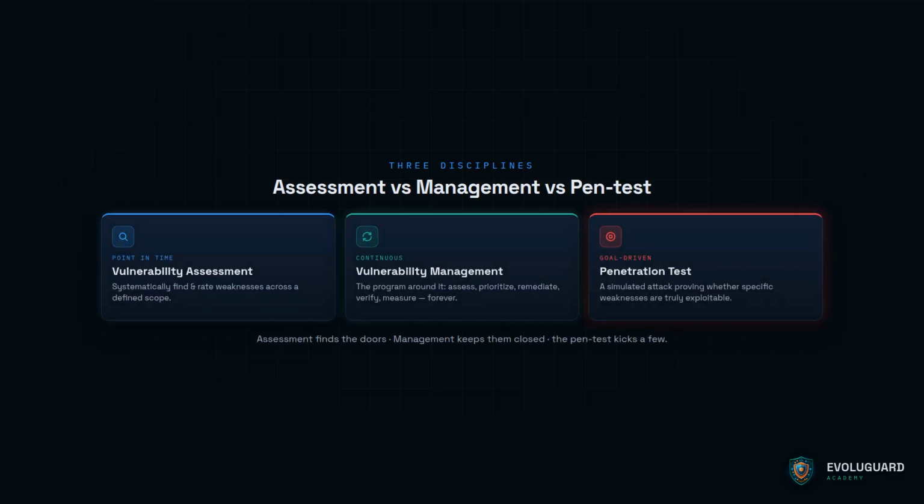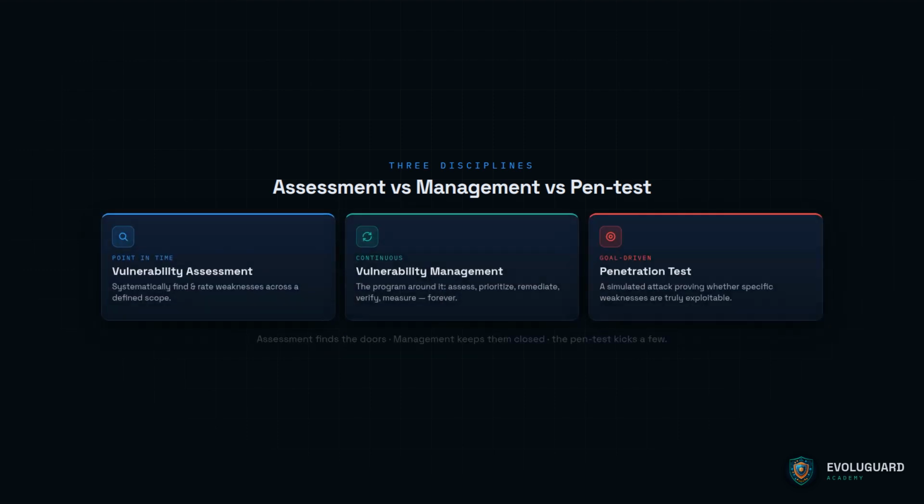First, let's clear up 3 terms people mix up constantly. A vulnerability assessment is the act of systematically finding and rating weaknesses across a defined scope at a point in time. Vulnerability management is the continuous program that wraps around it. Assessment plus prioritization, remediation, verification, and metrics running forever. And a penetration test is a goal-driven simulated attack that proves whether specific weaknesses are actually exploitable. Assessment finds the doors. Management makes sure they get closed and stay closed. The pen test kicks a few to see which one's open.